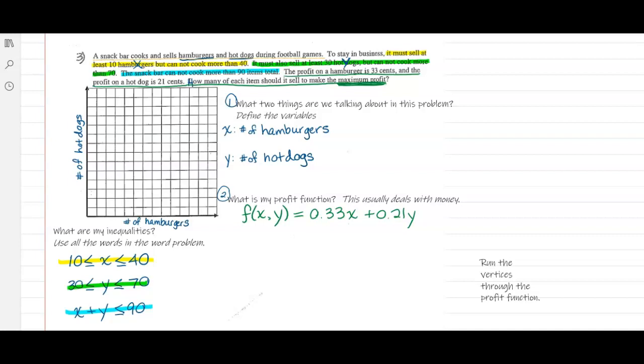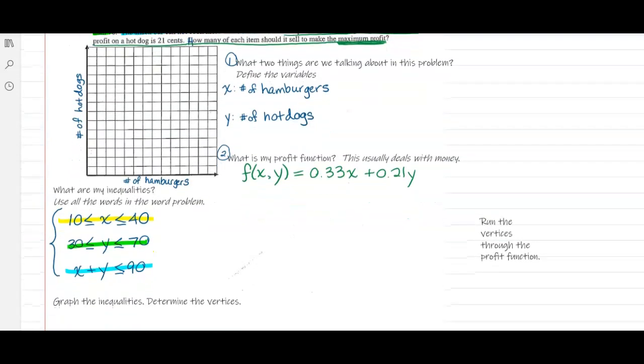So now I've used up all the words. I underlined in gold my backstory. I underlined in green stuff that made my profit function. And then I had 1, 2, 3 other highlighted pieces that made up my 1, 2, 3 system of inequalities. All right, now we have to graph this. One option is to take this and dump it straight into Desmos. That's fine. However, this one really isn't too bad to graph as long as we count by tens.